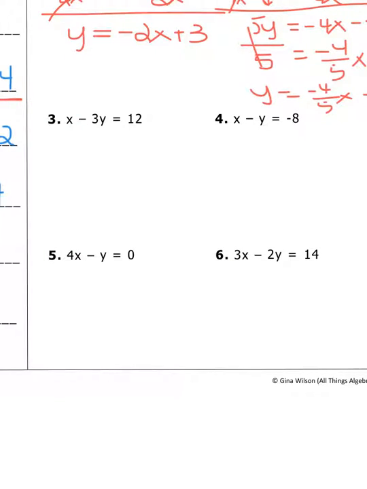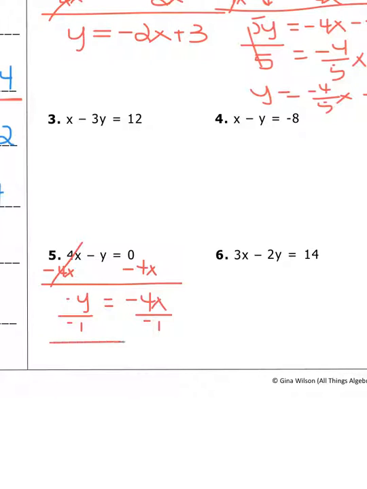Let's look at one more before I let you work on your own. So let's look at number 5. We have 4x minus y equals 0. Okay, so we're going to get y by itself, so we want to subtract 4x from both sides. Okay, so 4x minus 4x cancels out. We have negative y equals negative 4x. You don't have to write plus 0. It's the same as not writing anything. So now we got to get rid of this negative sign. So to do that, we divide by negative 1 on both sides. Okay, so we get y equals 4x.